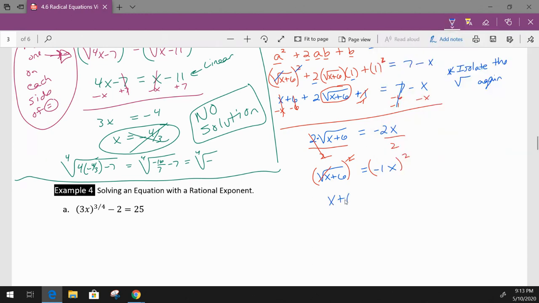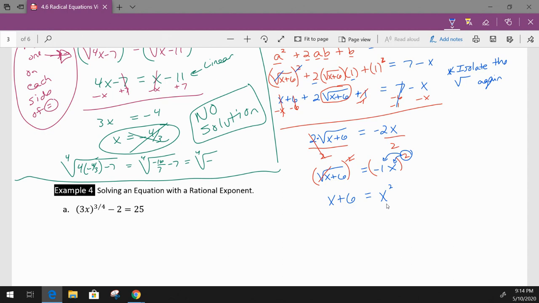And you get x plus 6 then equals, now this is the other nice thing that happens here. When you square this negative 1, it becomes positive 1, so you don't even need to write that. But you do need to square the x also, so you get x squared. Now, had there been a number in front here, like a 3, then you would have to square 3 and get 9, so be careful of that. So this is looking a lot easier now.